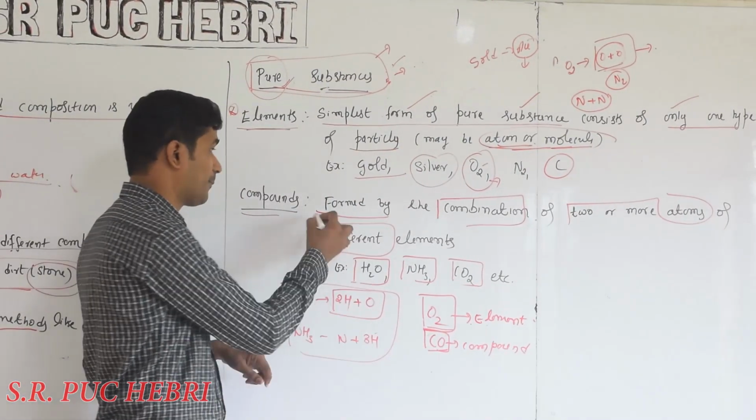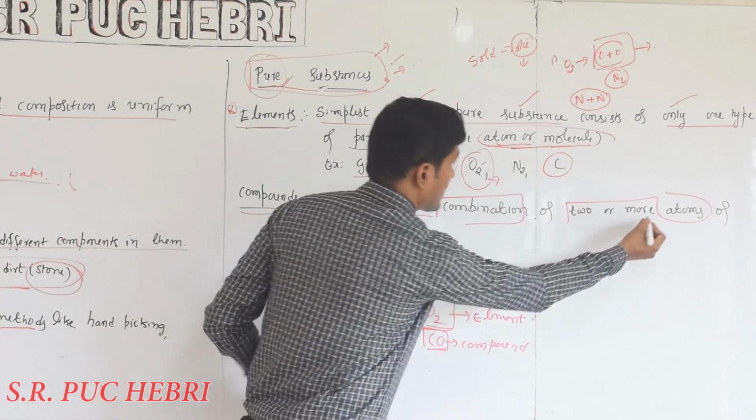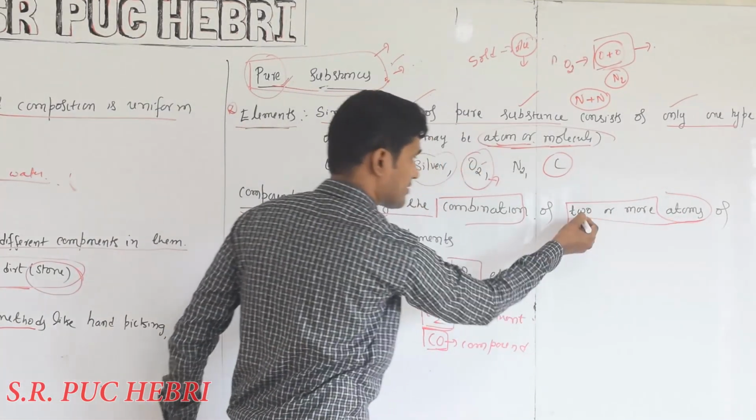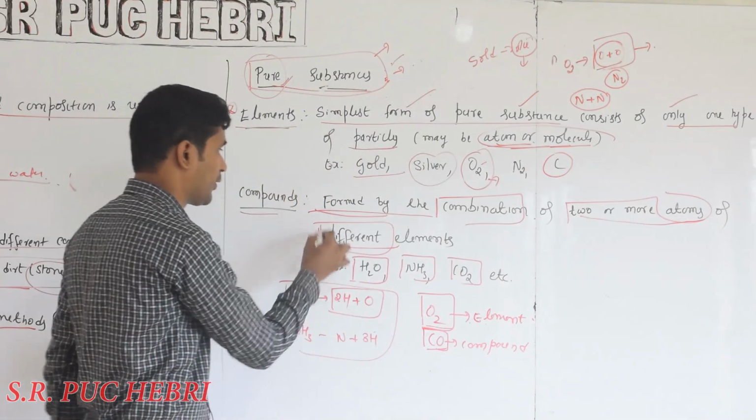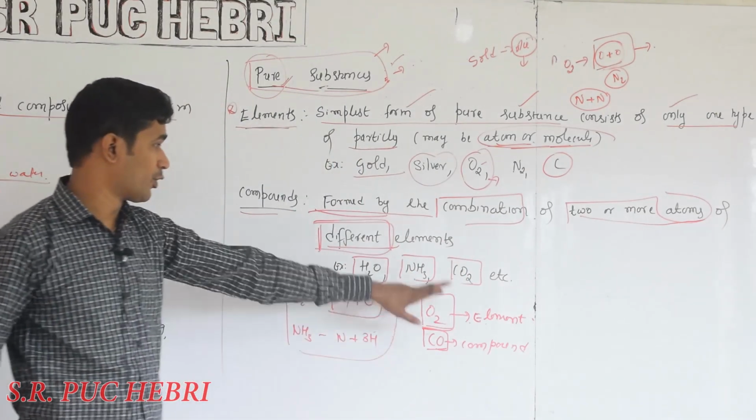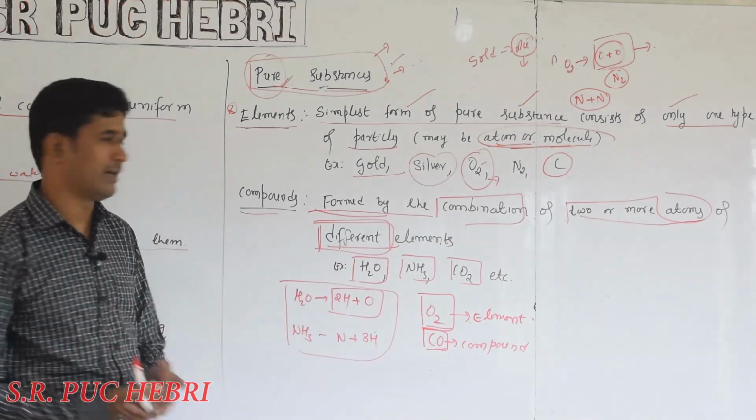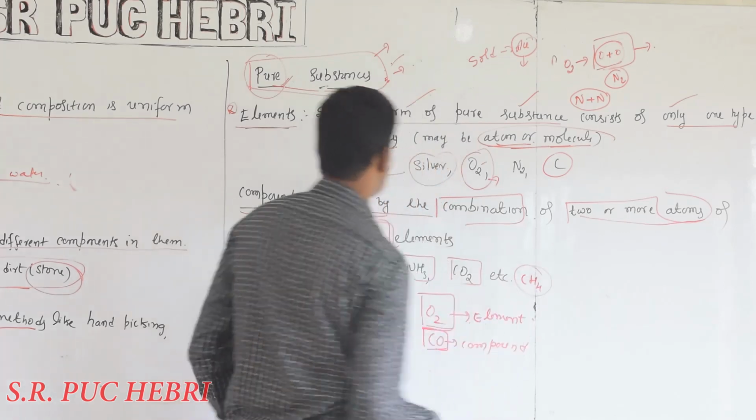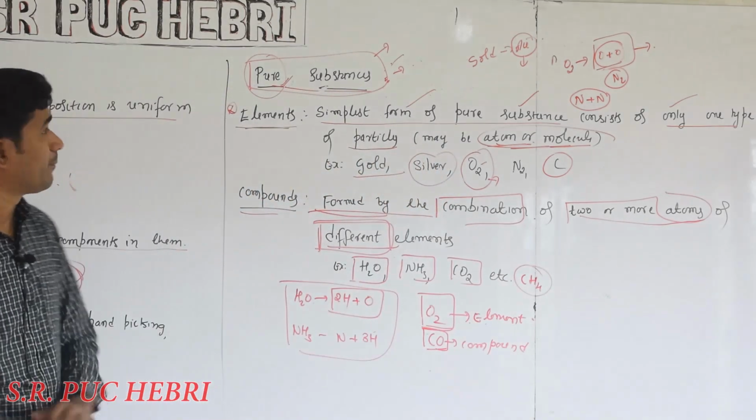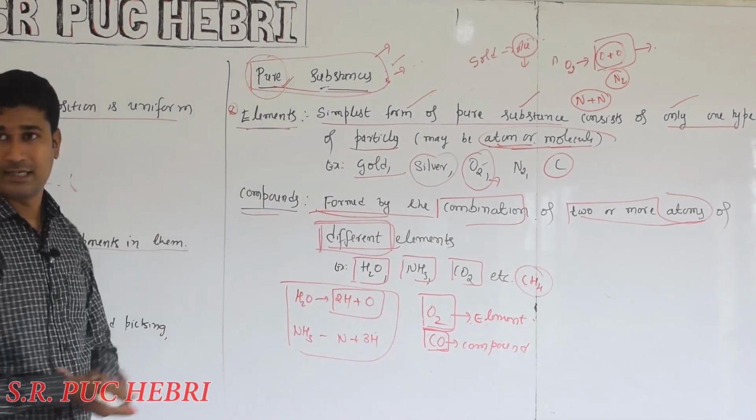What are compounds? Compounds are formed by the combination of two or more atoms of, this is important, different elements. This term is very important here. CO2, NH3, H2O, you can give any other examples. You can even give the example of methane. These are all examples of compounds. Both are forms of pure substances.